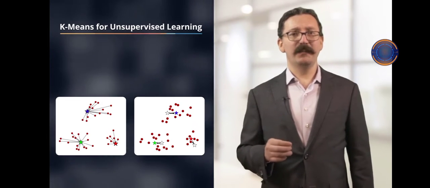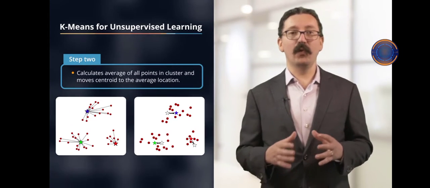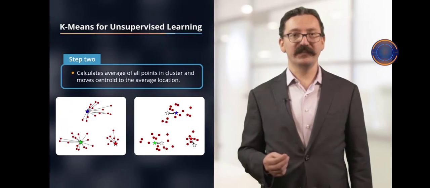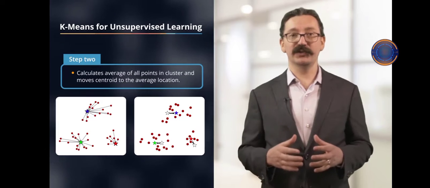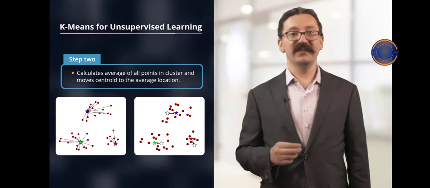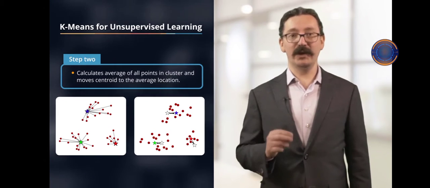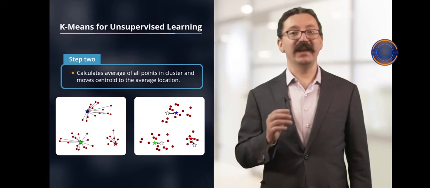In the next step, we move the centroid. The algorithm calculates the average of all the points in the cluster and moves the centroid to the average location. These 2 steps are repeated until there are no changes in clusters or until the specified condition is met. K is chosen randomly, or a plot of the silhouette score can help you decide it.